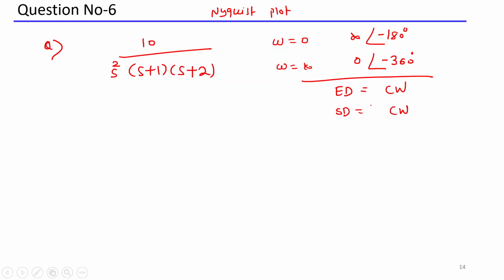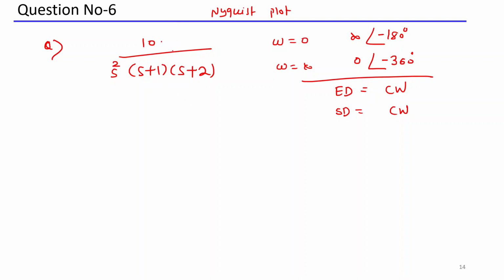Sir, small doubt, sir. If any pole or zero is there... suppose I am adding one zero here for your convenience, 10 into s plus 1. Then what will happen? One zero and one pole get cancelled, sir. So the remaining poles, which one is dominant? That you have to consider.